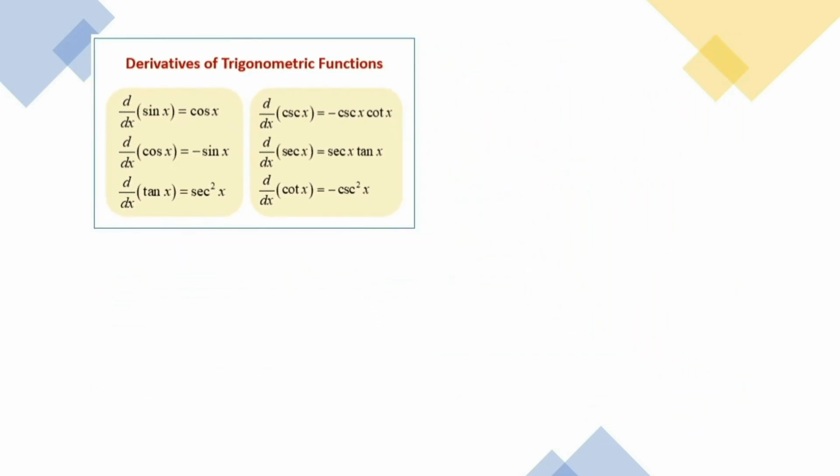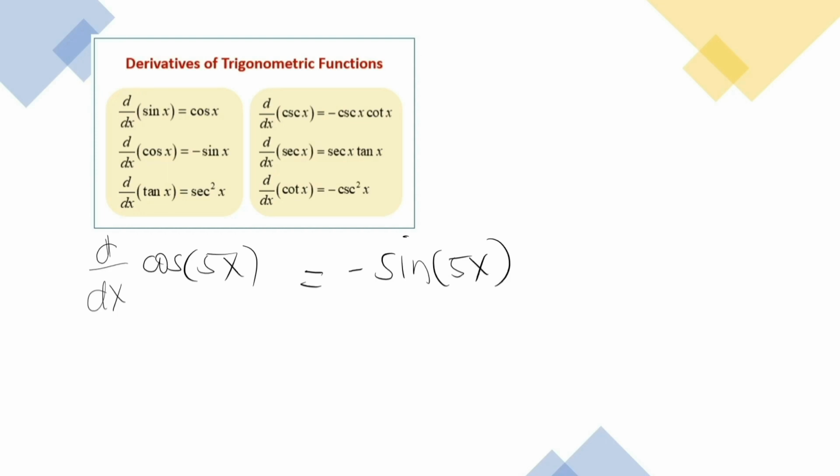So, let's try this one. So, the derivative of cosine 5x. So, that is, derivative ng cosine is negative sine 5x. Then, using the chain rule, meron pa tayong inside function, which is differentiable pa. So, multiply natin yun sa derivative ni 5x, which is 5. So, our final answer would be negative 5 sine 5x. Okay.